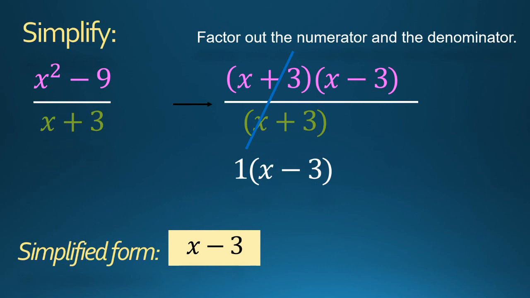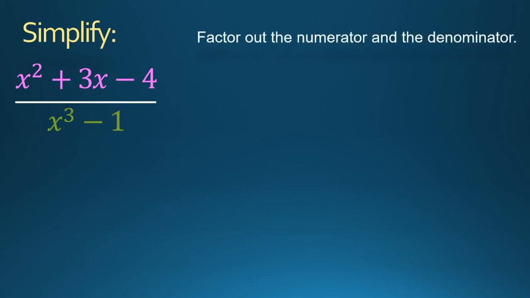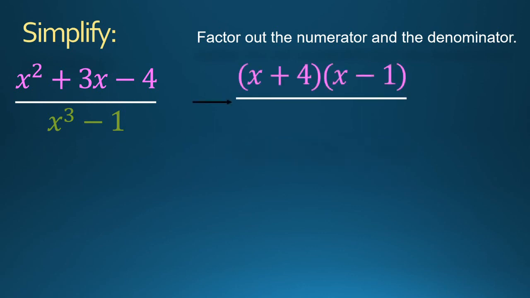Second to the last given, x squared plus 3x minus 4 all over x cubed minus 1. Let us factor the numerator and the denominator. The numerator is a general trinomial where a is equal to 1. So the factors of negative 4 that sum up to 3 are positive 4 and negative 1. So we have the quantity x plus 4 times the quantity x minus 1 for the numerator.